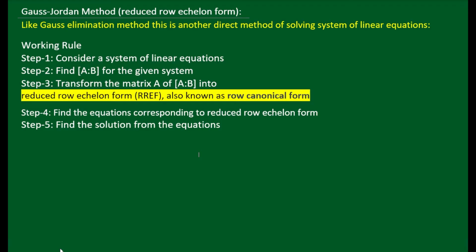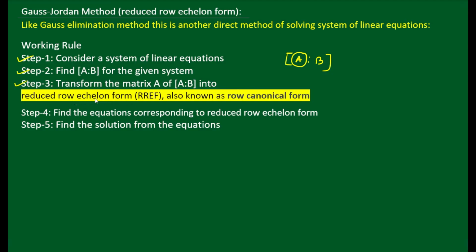Now coming back to the working rule. Like the Gauss elimination method, here we have to consider a system of linear equations. Then in step 2, we construct the augmented matrix, which is A dot dot B. Then in the third step, which is important, we transform the matrix A of A dot dot B. When we write A dot dot B, it is the combination of two matrices, the coefficient matrix A and the constant matrix B.